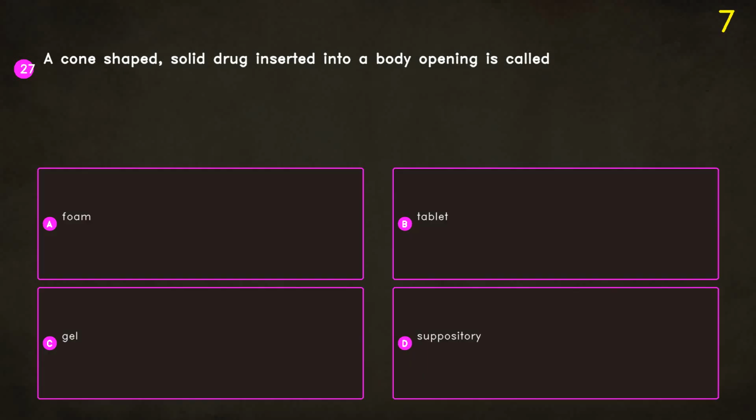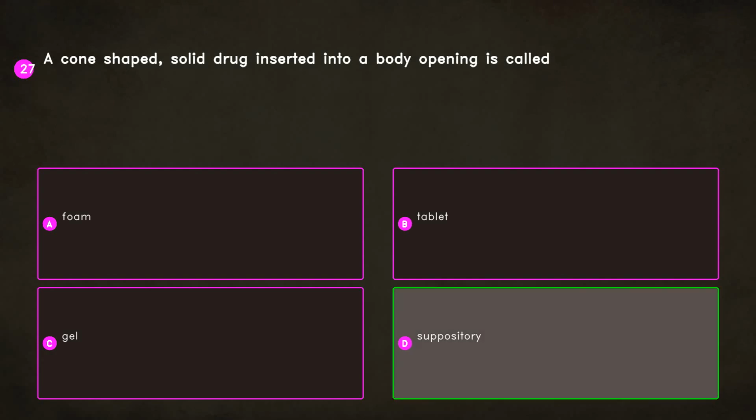Question 27. A cone-shaped, solid drug inserted into a body opening is called a A. Foam. B. Tablet. C. Gel. D. Suppository. The correct answer is suppository.